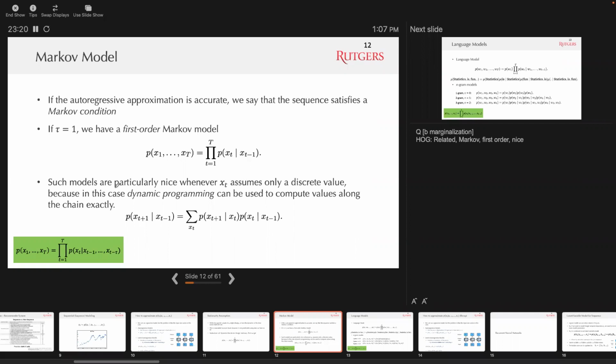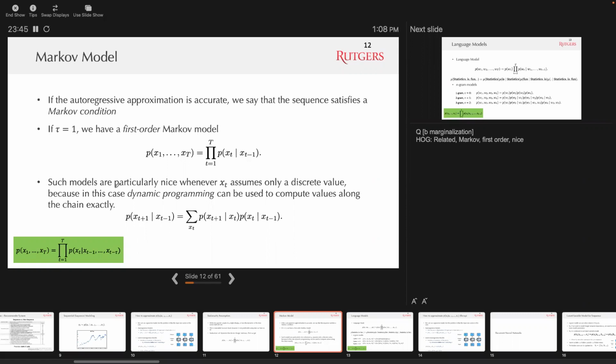You can have the second order Markov model, which corresponds to tau equals 2, something like here. You only look at the previous two observations. So this is the second order Markov model. And this kind of Markov model, for example the first order Markov model, is particularly nice.